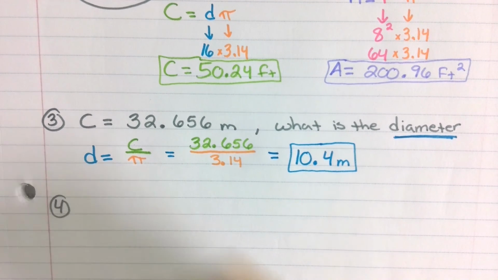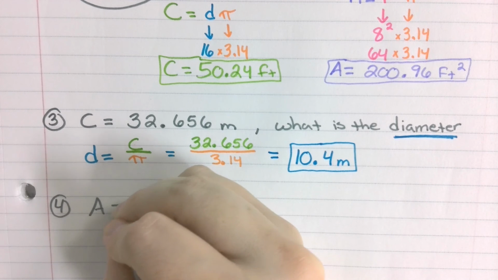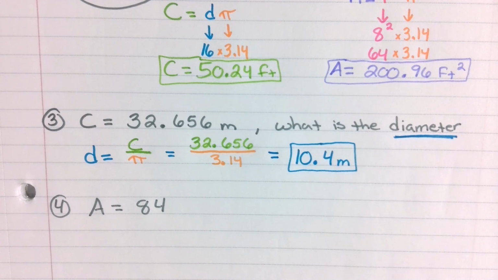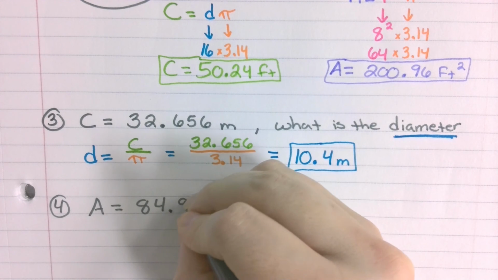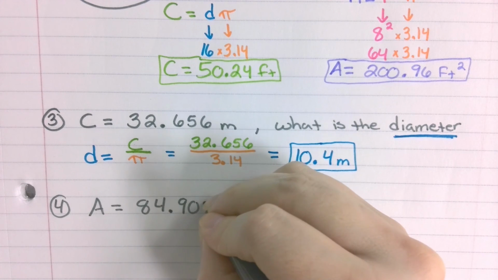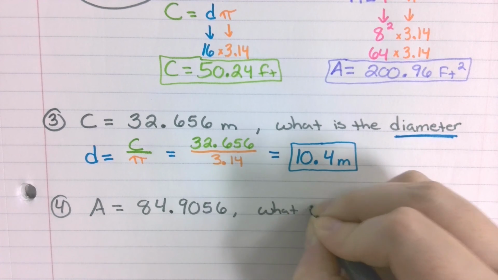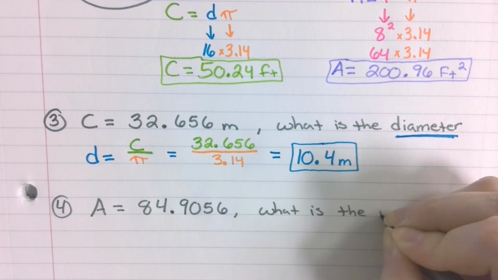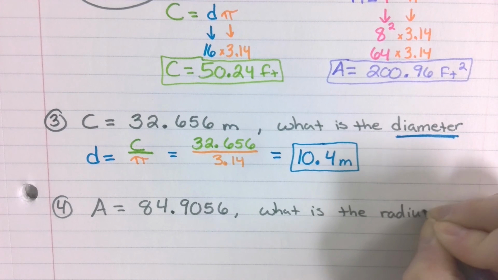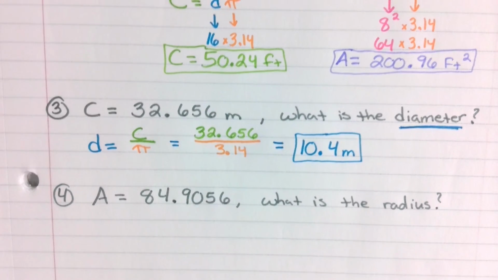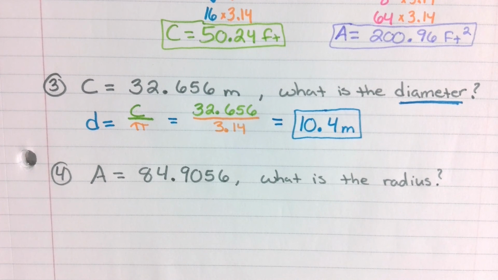Number 4, try this one on your own. Area is equal to 84.9056. I want to know what is the radius. What is the radius? So you're going to work backwards through the formula that I gave you.